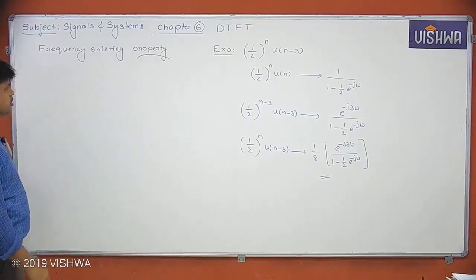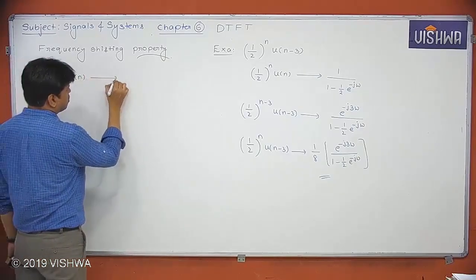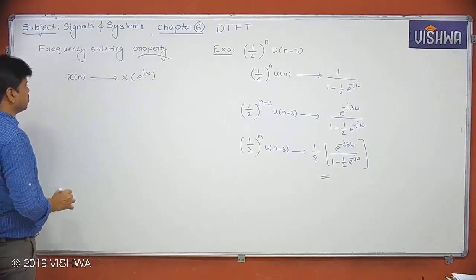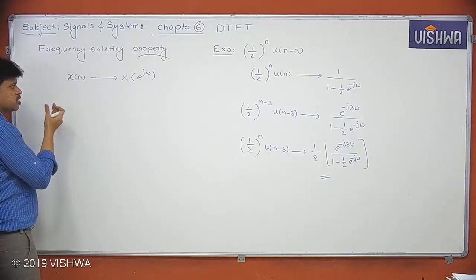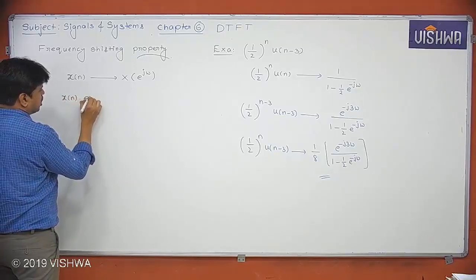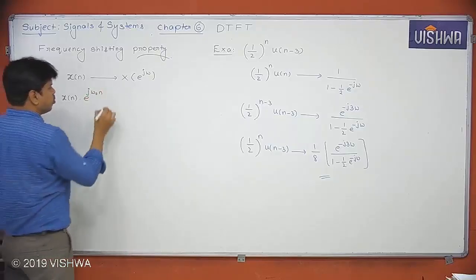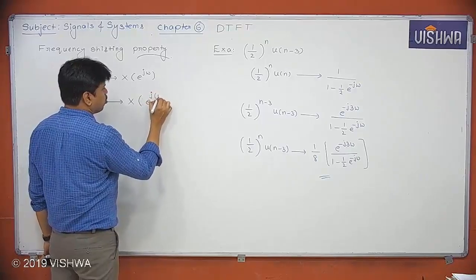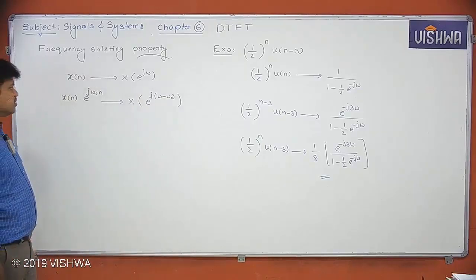Frequency shifting property. What is this? Let's say x of n has DTFT x of e power j omega. I told you that shifting in the time domain corresponds to exponential multiplication in the frequency domain. So if x of n is multiplied with e power j omega naught n, then we get a shift in omega. That means x of e power j (omega minus omega naught). That is the shifting we are expecting.